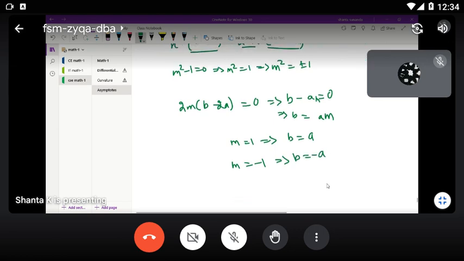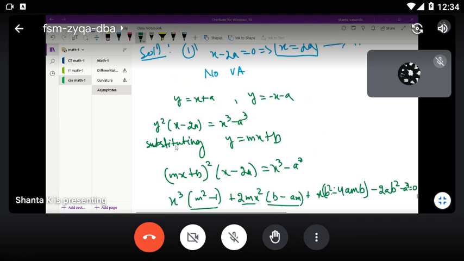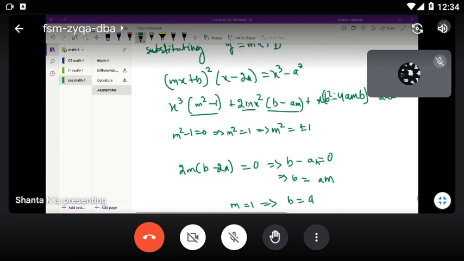Okay, so we have this. I've already written this one. So these are the three asymptotes. We will not go and check for the others.